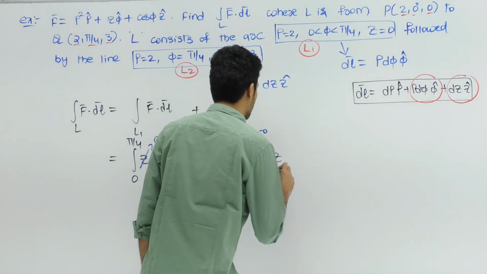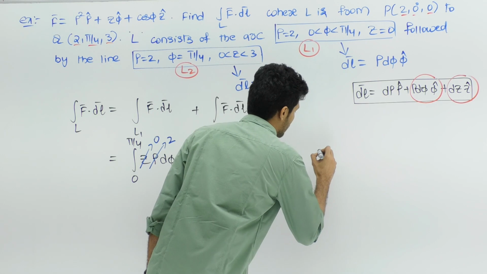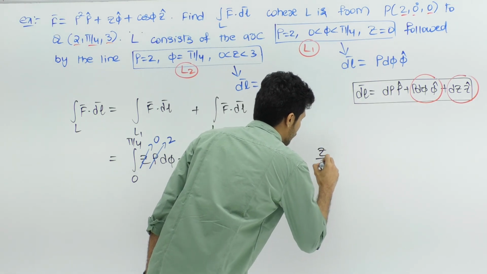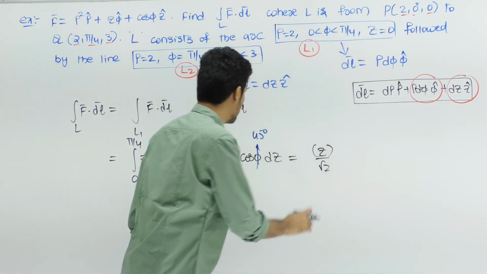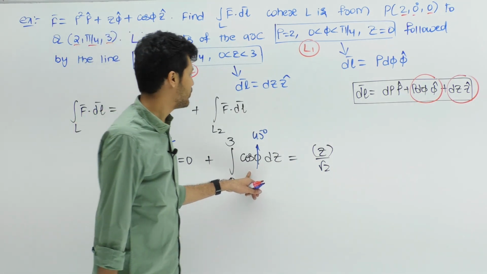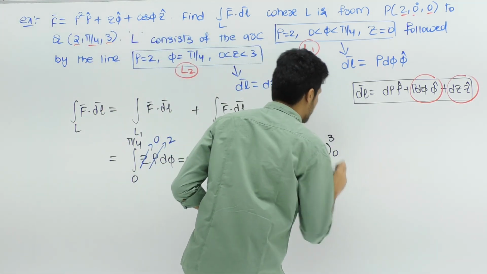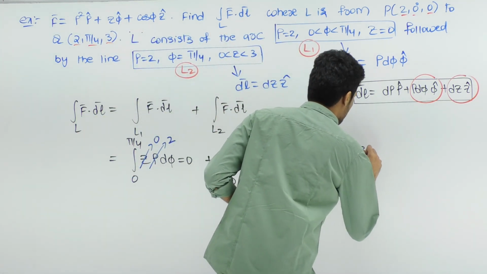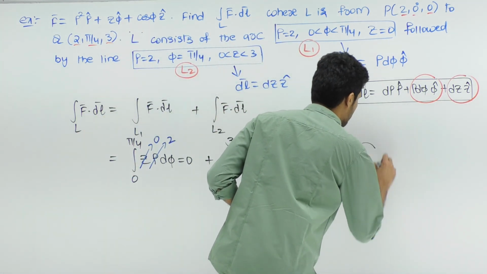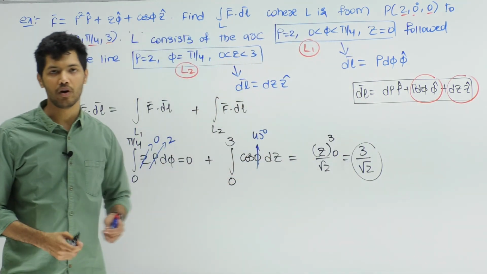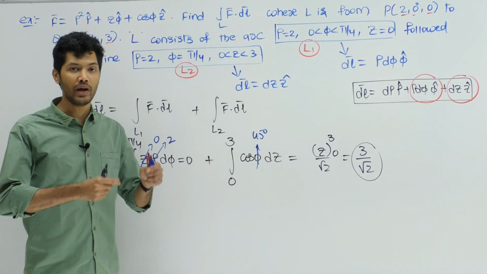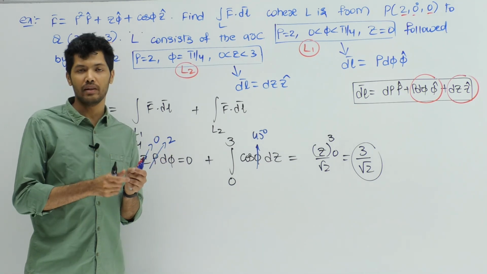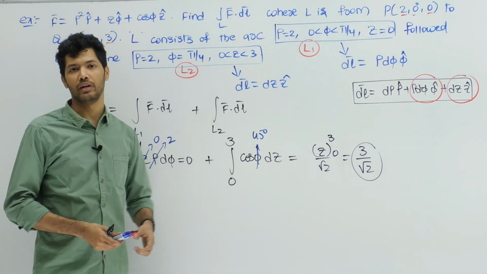And what is the integral of dz now? The integral of dz is z, and z by root 2 is what we can take, where the root 2 is because of the cos 45. For z, the limits are from 0 to 3, okay? So whenever you substitute the limits, the answer that you get is 3 by root 2. This is how you perform the line integration in the given case, where we are not just having one path, but rather two paths being specified here.